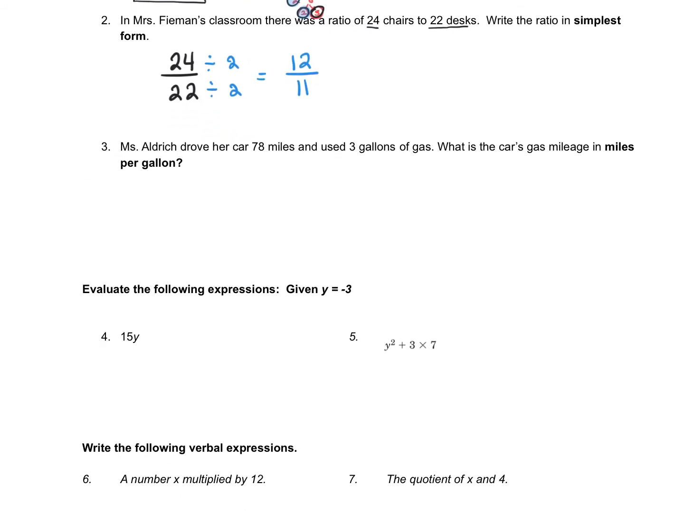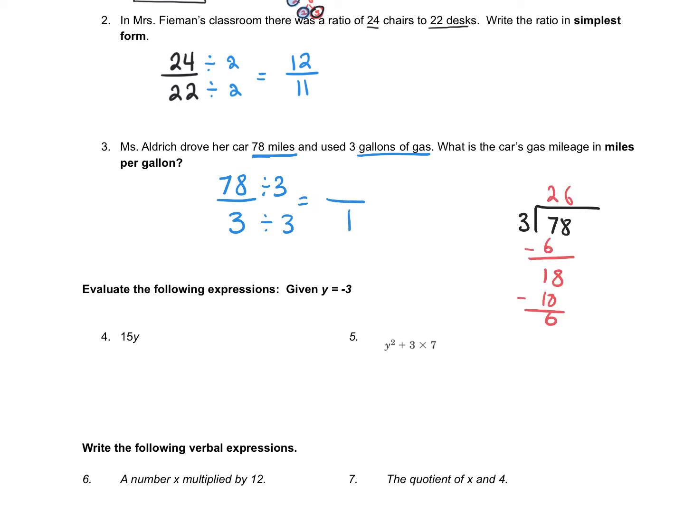Number 3, if Miss Aldridge drove her car 78 miles and used 3 gallons of gas, what's the car's gas mileage in miles per gallon? So remember, my ratio is 78 to 3. And I want to get that to a denominator of 1, so I need to divide. Once I divide, I can see that it's 26 miles per gallon.